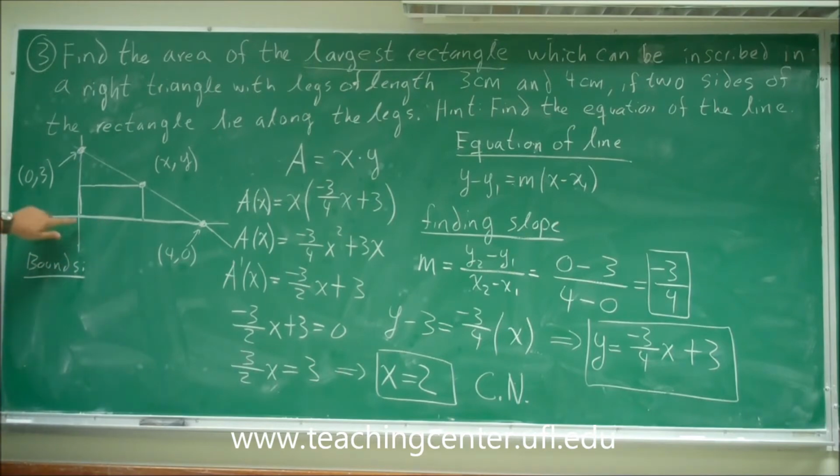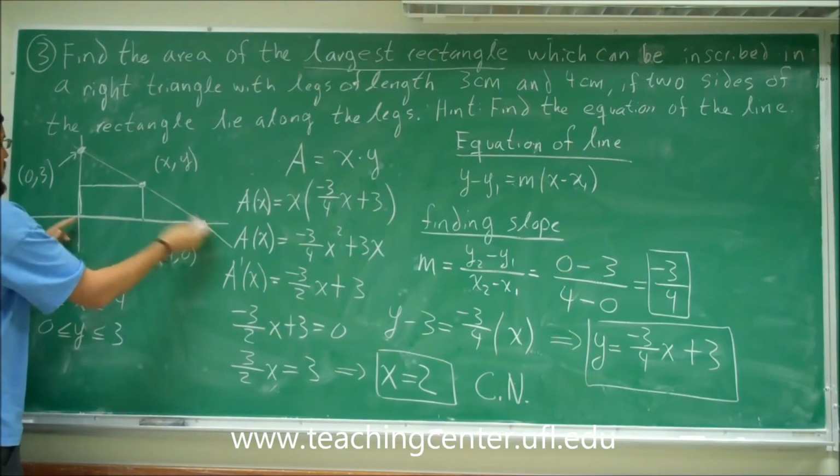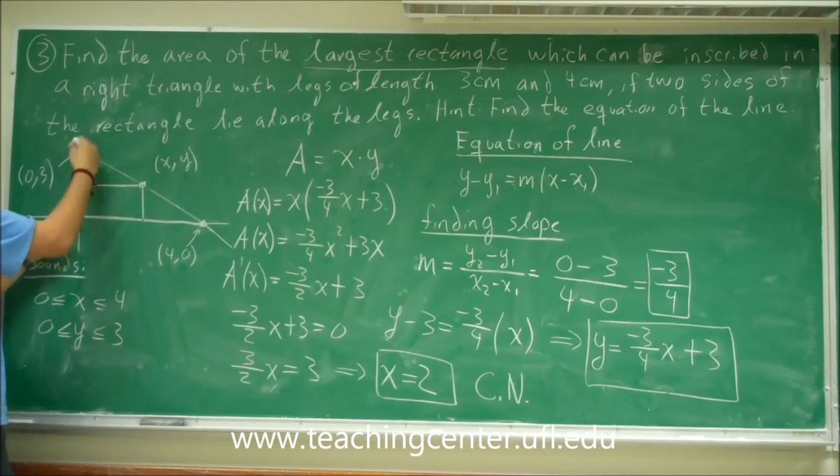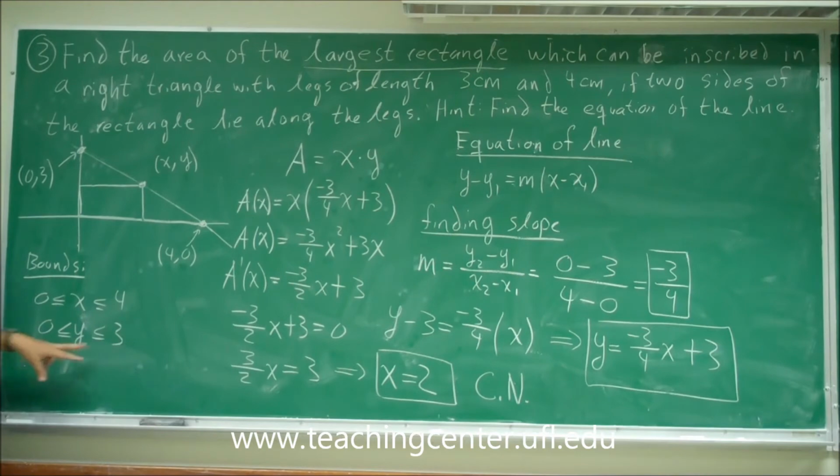For the x bound, it can be from 0 to 4. So x is in between 0 and 4, and y is in between 0 and 3. Okay? So just noting that there, because this rectangle can be just here or all the way here, and the y side can be all the way up here or just there. So x can be between 0 and 4, and y can be between 0 and 3. X is 2 in that case, so we're fine, because 2 is in between 0 and 4.